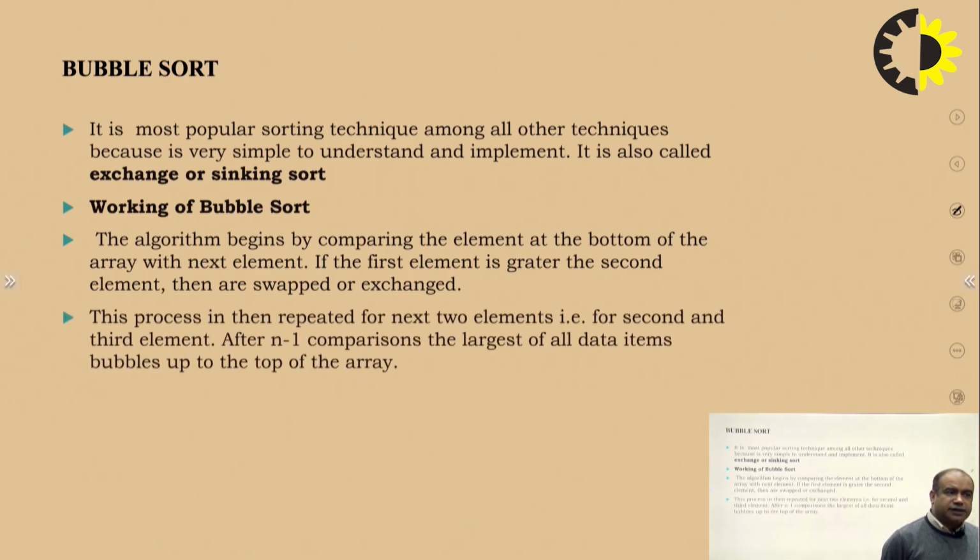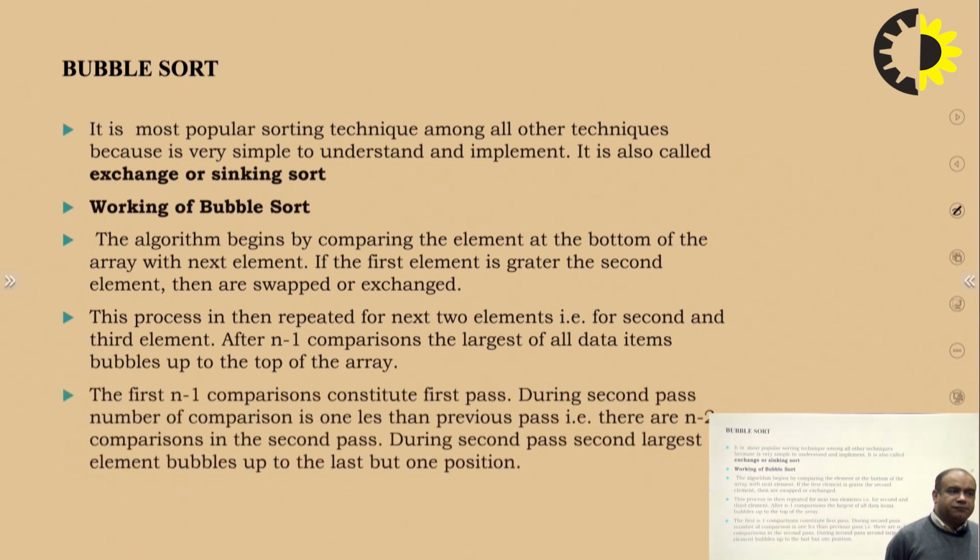This process is then repeated for the next two elements, the second and third element. After n minus 1 comparisons, the largest of all the data items bubbles up to the top of the array. The first n minus 1 comparisons constitute the first pass. During the second pass, the number of comparisons is less than the previous pass. There are n minus 2 comparisons in the second pass. During the second pass, the second largest element bubbles up to the last but one position.